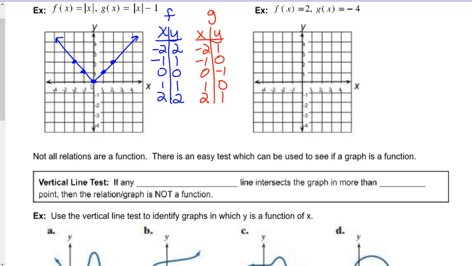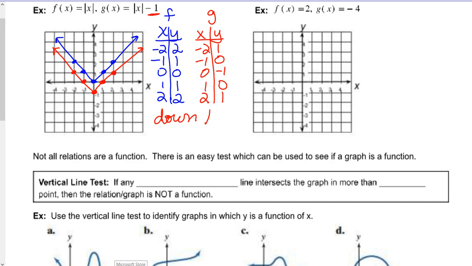And so now when I plot these points, -2, 1, -1, 0, 0, -1, 1, 0, and 2, 1. Now here is my V shape. And what happened to the F function to get to the G function? We moved everything down by 1. Now look what was at the end of that. We had it down by 1.